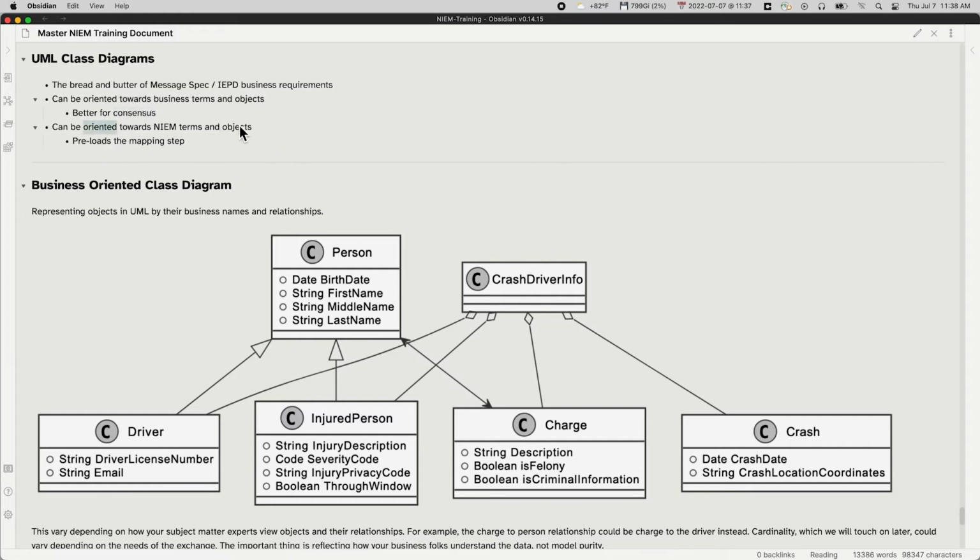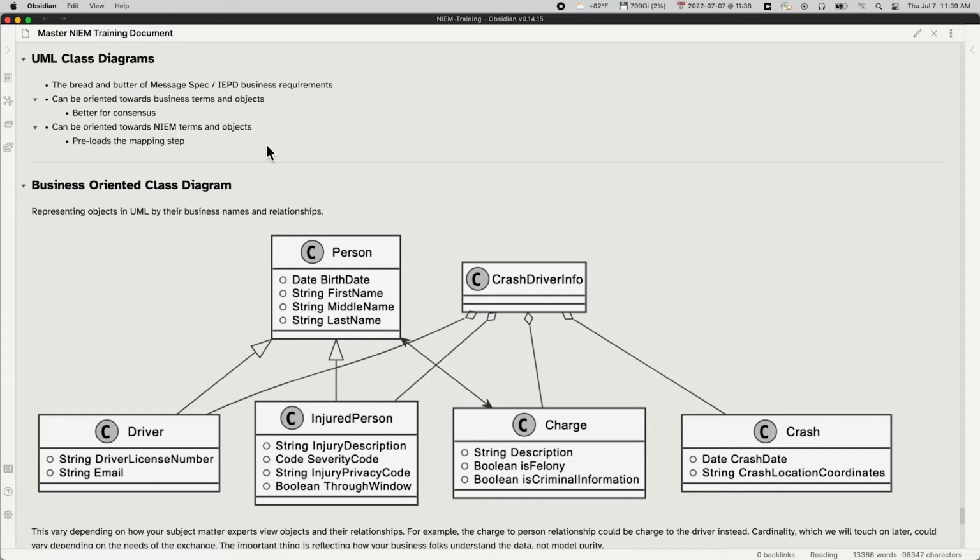But you can also make these oriented towards the final NIEM terms and objects, essentially preloading the mapping step. And if you're really good at NIEM, you can do this. Instead of starting at business level stuff and mapping that to NIEM, you can do a lot of the mapping in your head and represent it in UML. Now, I don't like to do that because I think it makes it harder for business people to understand. But some developers do it this way. So I want to show you both UML, and I'll explain why I do business oriented and work my way to the NIEM oriented rather than starting at NIEM oriented.